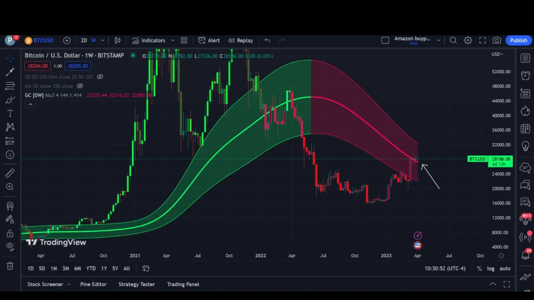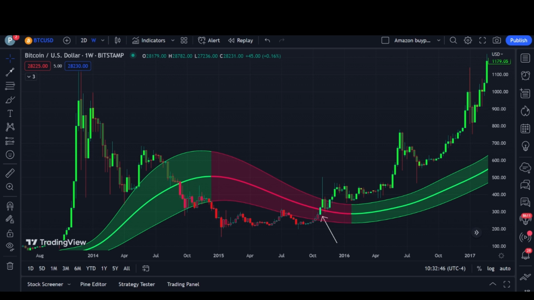If we look at today's chart, we can see that Bitcoin is currently trading within the Gaussian channel, more specifically within the red zone. However, it has just had a weekly close above the middle line of the Gaussian channel. This is significant because it has only happened twice before in Bitcoin's history. Now let's take a look at what happened during those two previous occurrences.